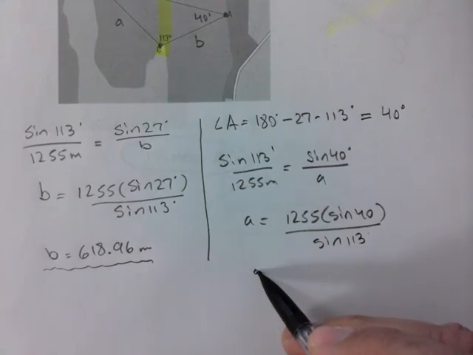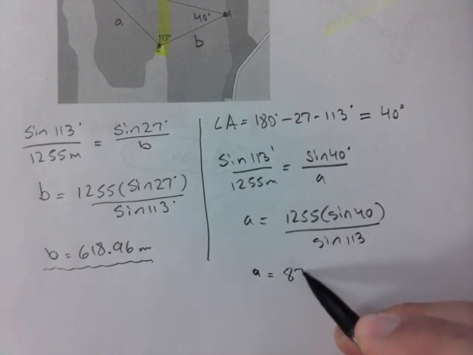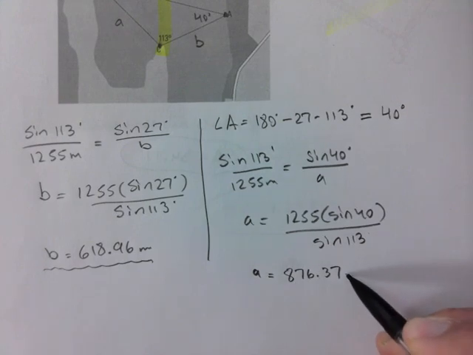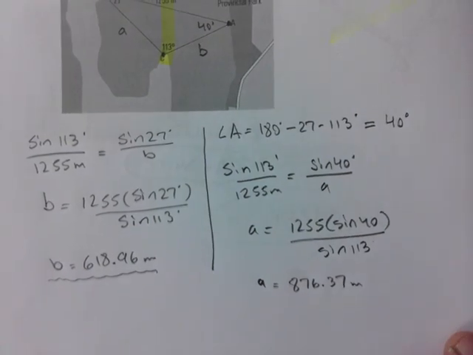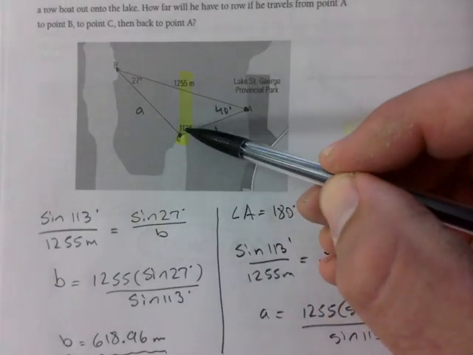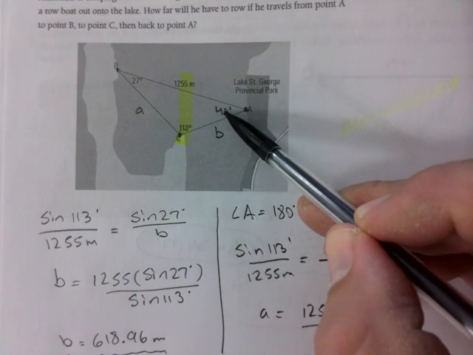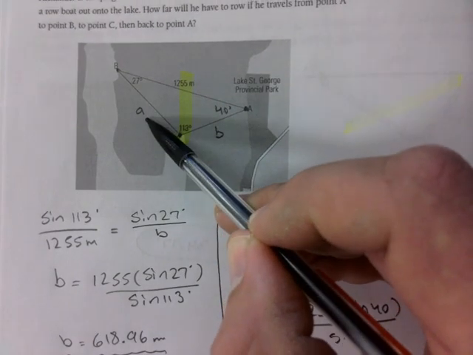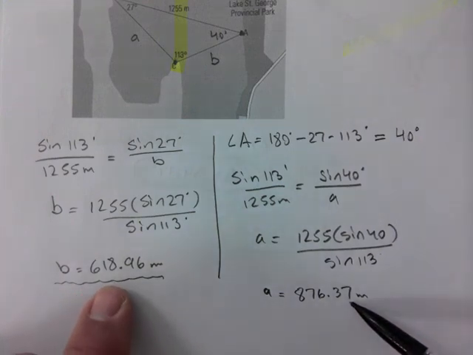And A is 876.37 meters. Does that make sense? It's slightly larger than 27, right? So look at the angles. This is the largest angle, should be the longest side. This is the second largest angle, should have the second longest side across from it, which is true, right? And then your smallest angle, which is 27, has this in front of it.